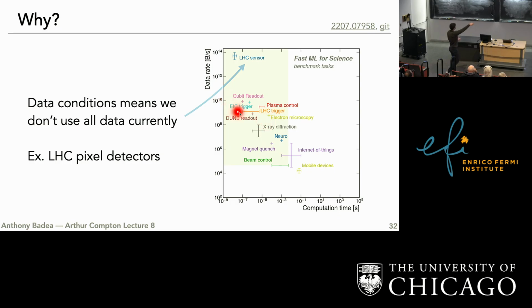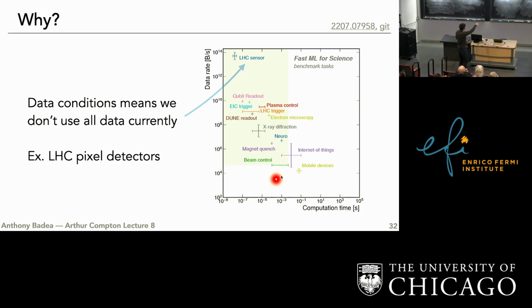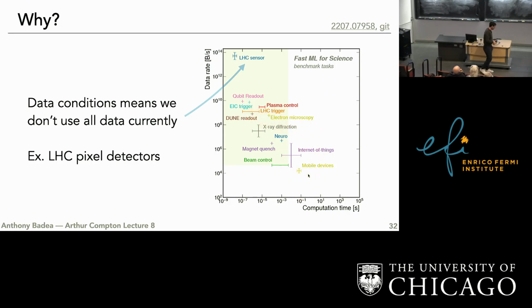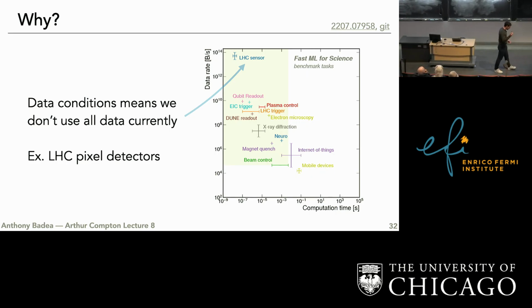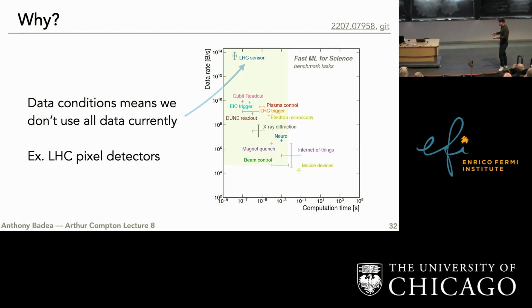To say it in different words, this is a plot that roughly shows the amount of computing time that you have, so down here is nanoseconds, and this is 10 seconds right here. And then up here is approaching a petabyte scale, and all the way down here is kilobyte scale. And the LHC sensors are all the way up here, petabytes of data per second, where you have nanoseconds to actually make decisions. And if you compare that with everything else, like plasma control, nuclear reactors, Internet of Things, mobile devices, the needs are really much, much greater. And to actually accomplish this and use all of the data, you need these microelectronics.